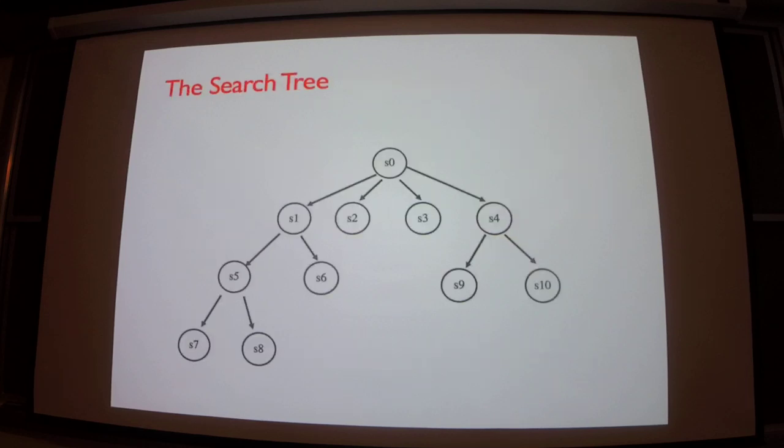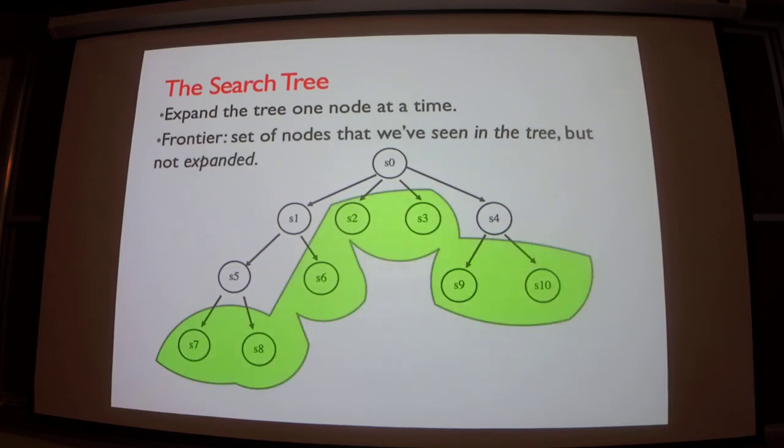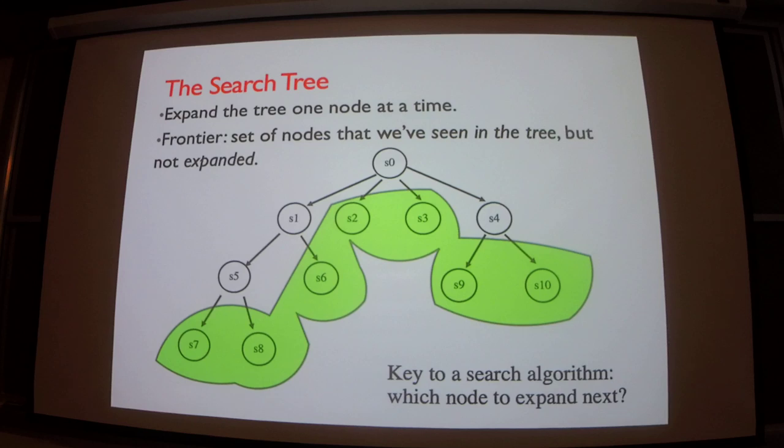So it's important that in many search trees, there's a lot of repeated structure. Okay, so let's talk about how we search over a tree. We start with our start node, and what we're going to do is expand the tree one node at a time. I want to define something called a frontier. This is a set of nodes that we've seen over the course of the search but haven't yet expanded. Okay? That's an important definition. So the key to a search algorithm is which node do we expand next?